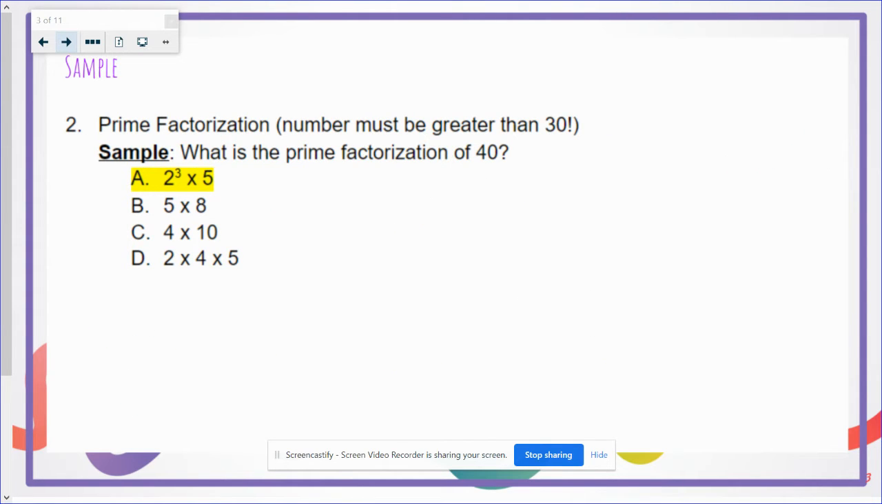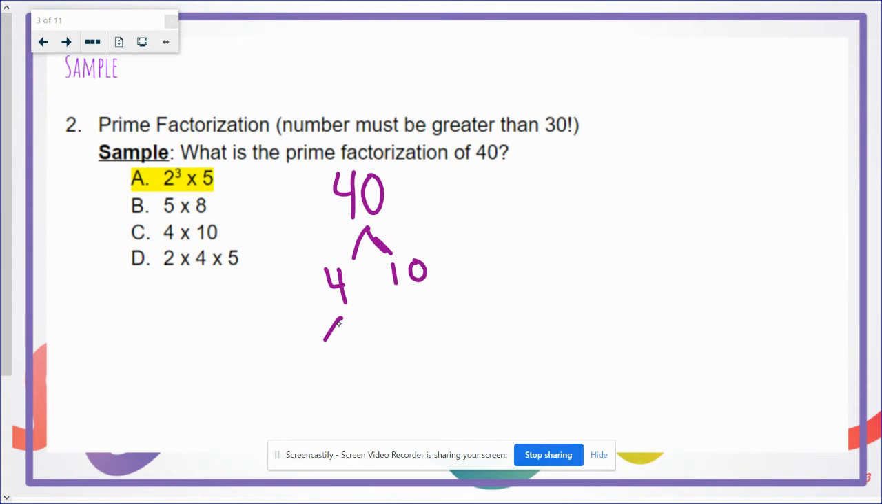Our next sample, prime factorization. What is the prime factorization of 40? If you remember, when we're doing our prime factors, we need to break it down into a tree and find which numbers cannot be broken down anymore. So 40 could be broken down into, again, it doesn't matter where we start, but let's start with 10 times 4, because that's probably where most of your brains are going.